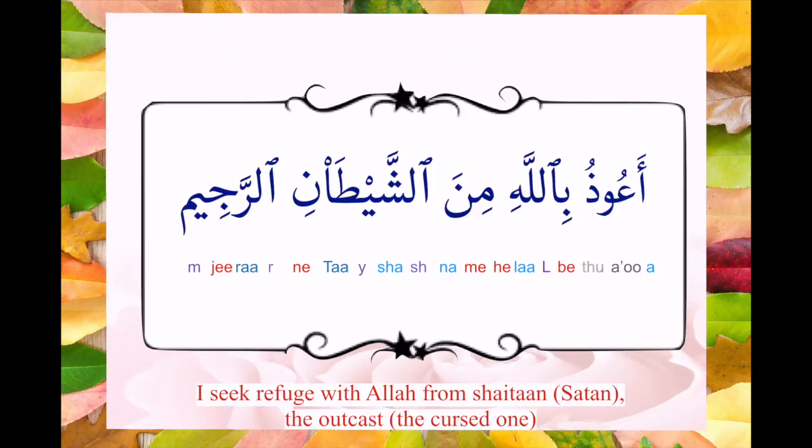أعوذ بالله من الشيطان الرجيم. أعوذ بالله من الشيطان الرجيم. بسم الله الرحمن الرحيم. So there we have it.